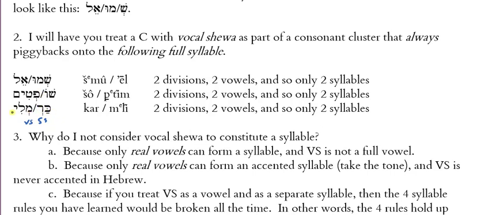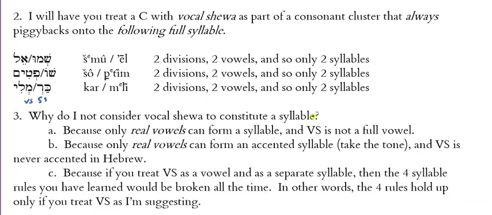And then mali, that's a vocal shiva, is going to piggyback onto the next lamed kirik yod vowel, a consonant-vowel syllable. And so I get a consonant cluster at the beginning. Mali, mali, kar, mali. So two divisions here, two vowels, pathach, kirik yod. And so only two syllables.